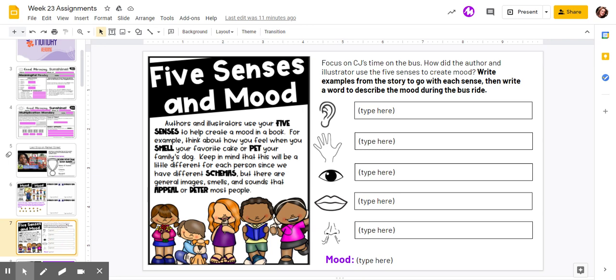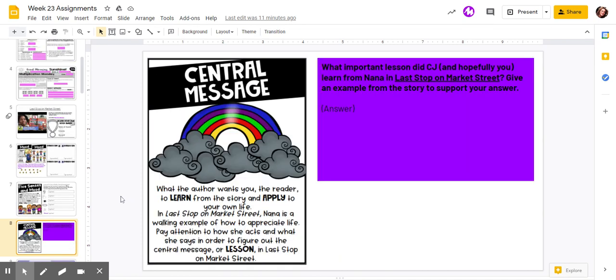Okay, and the last thing. The author wants you, the reader, to learn from the story and apply it to your own life. In Last Stop on Market Street, Nana is a walking example of how to appreciate life. Pay attention to how she acts, what she says in order to figure out the central message or lesson in Last Stop on Market Street. So, you are going to write the important lesson that CJ and hopefully you learned from Nana. And I want you to give an example from the story to support your answer. So, what was the lesson and how do you know?